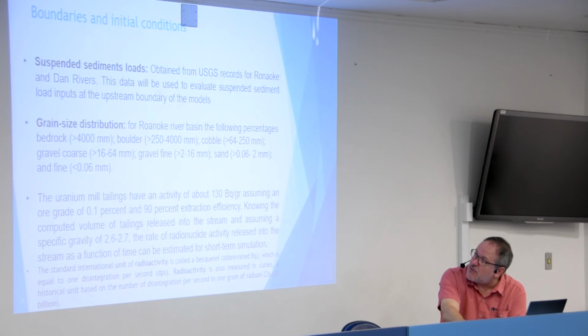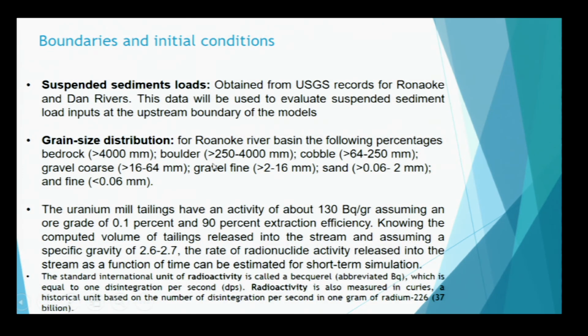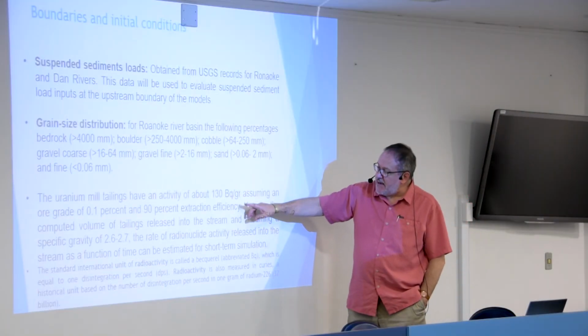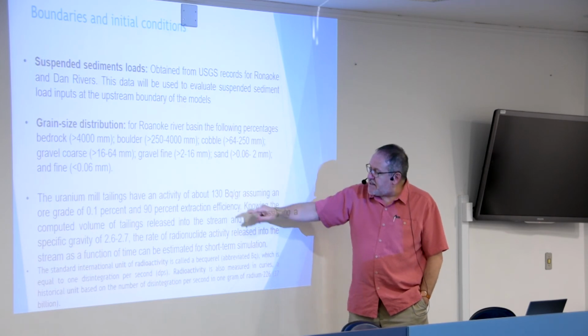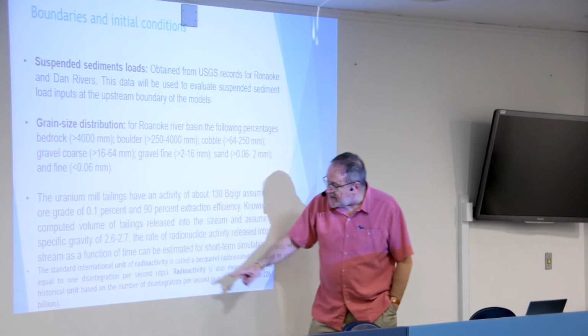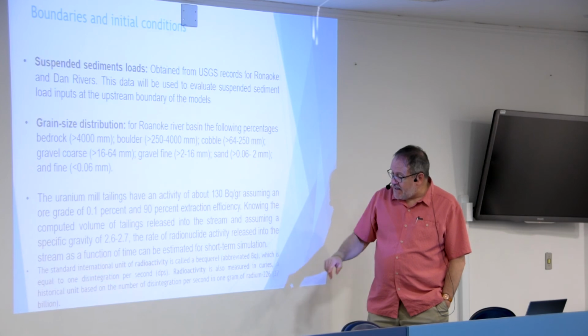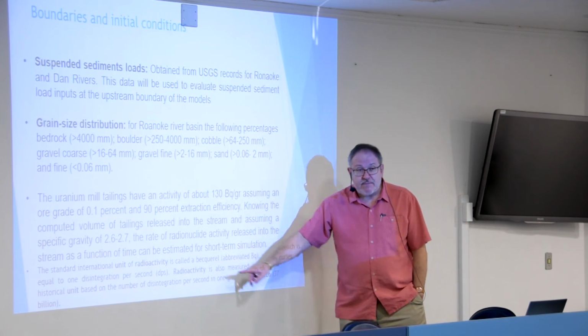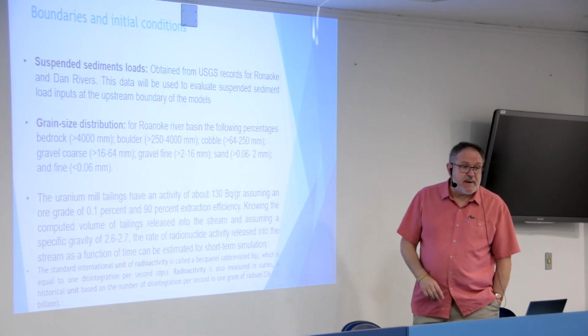What do we use for the rest of the things in terms of suspended sediment loads? Well, these are all the records that we have to collect. So this gives you an idea that you need to get a lot of information if you're going to do this. And this is what we saw before. We have the suspended sediment loads. We get that from the USGS, the grain size distribution. And this information is important. The uranium mill tailings have an activity of about 130 Bq per gram. So this Bq is an international unit of radioactivity, which has a funny name, becquerel, and this is the way this is measured, okay?